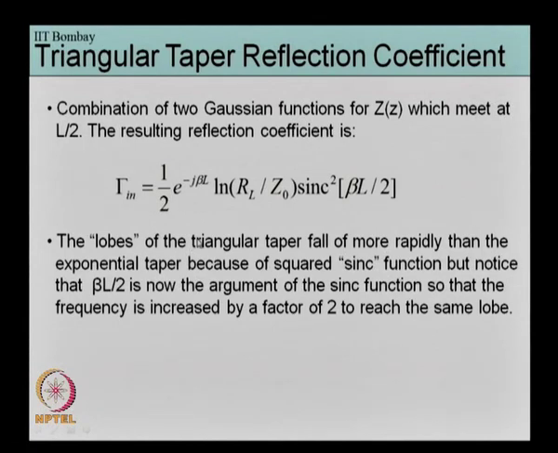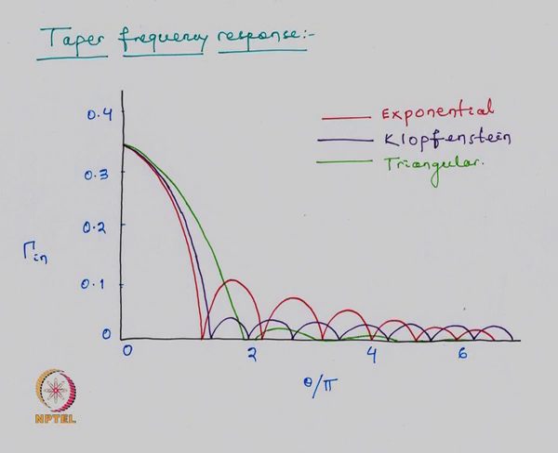So, the inference that we can derive for this triangular taper is that, if we go back to the slides, you see that this blue green line represents the input reflection coefficient of a triangular taper, and this red line represents the input reflection coefficient of an exponential taper. And we see that the frequency of the ripples for the triangular taper is actually half that of the exponential taper, and this is because of the presence of the sinc square term in this expression for gamma in of the triangular taper, whereas for the exponential taper we have a sinc function only, there is no power of sinc.